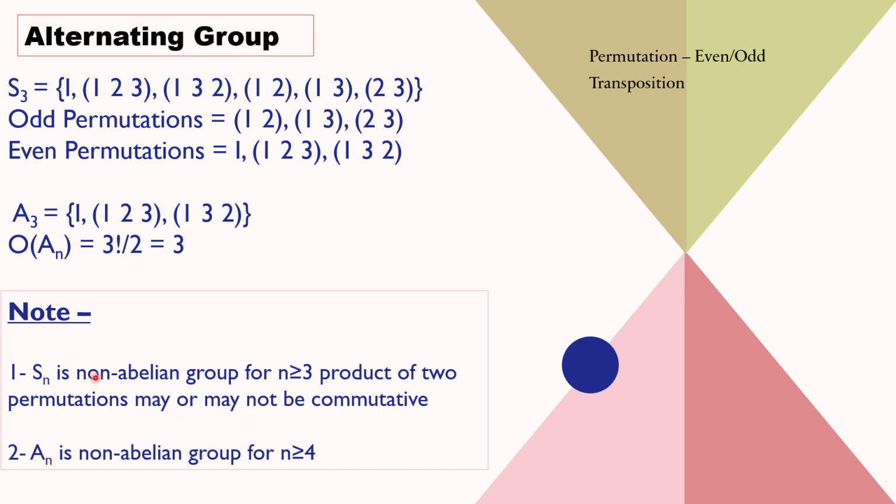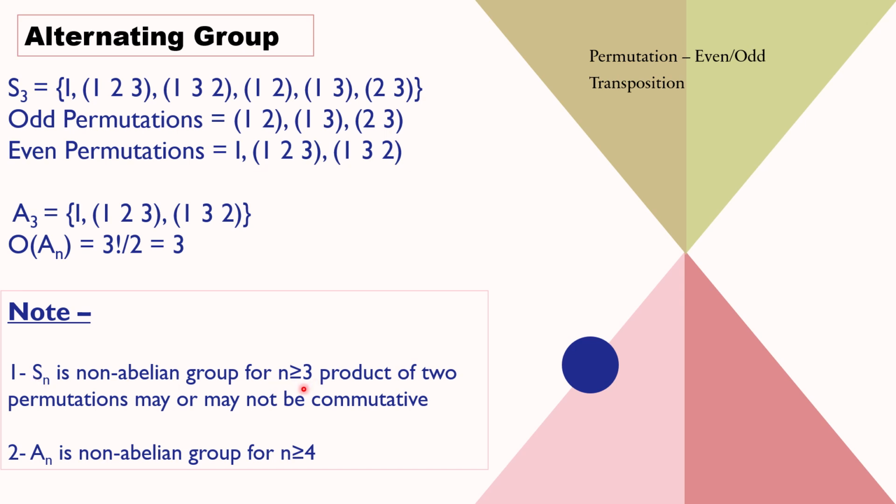This means that in place of n, if you have n greater than or equal to 3, n could be 1, 2, 3, 4 and so on. According to this, if n is equal to 1, then Sn is abelian. If n is equal to 2, Sn is abelian, that S2 is abelian. If n is equal to 3 or greater than 3, in that case this group will not be abelian. It will be a non-abelian group.